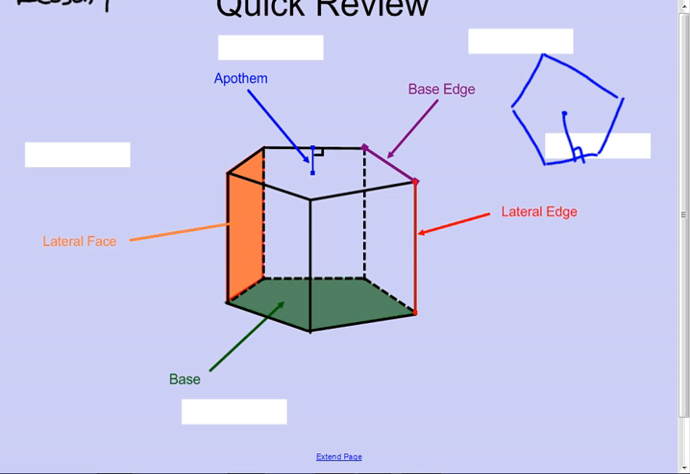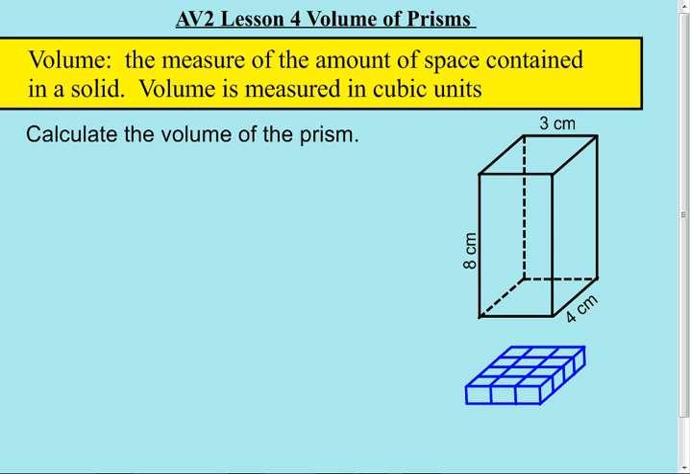Okay, so ready? We're going to do volume. Focus. Volume. What we've done so far is area. To do area, you find the area of all the faces. How many faces are on this? Six. So I'd have to find the area of every face.